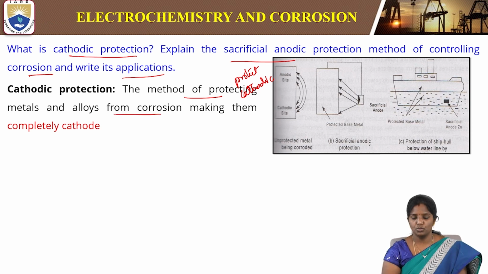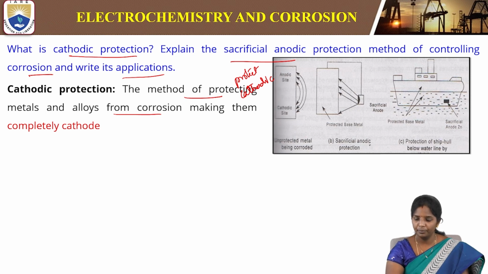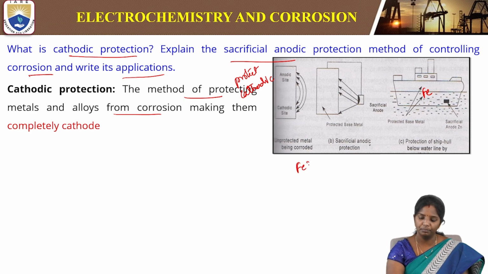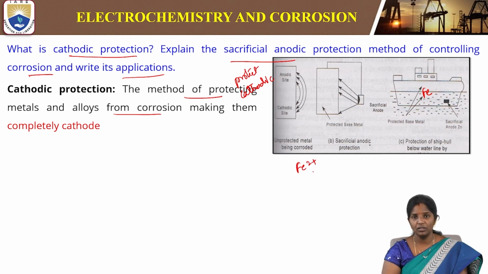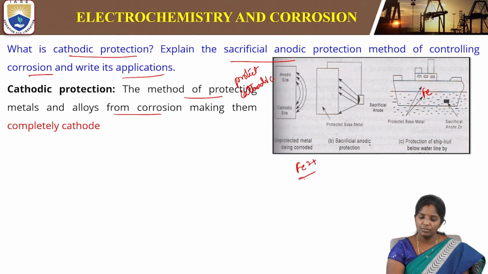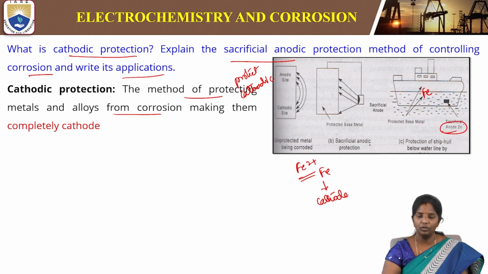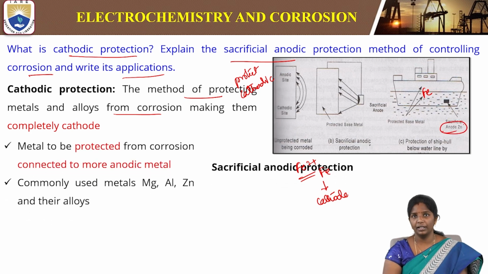So what do we have to do? For example, this is iron. The base material used for ships or anything else is iron. So iron always goes for the reaction, because it will oxidize to Fe2+ ions. To avoid this, there should be some other anode, so that this iron becomes a cathode. So for that we are using a zinc anode, which is the sacrificial anode method.